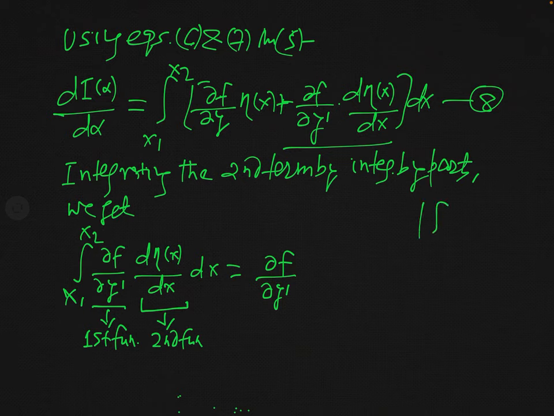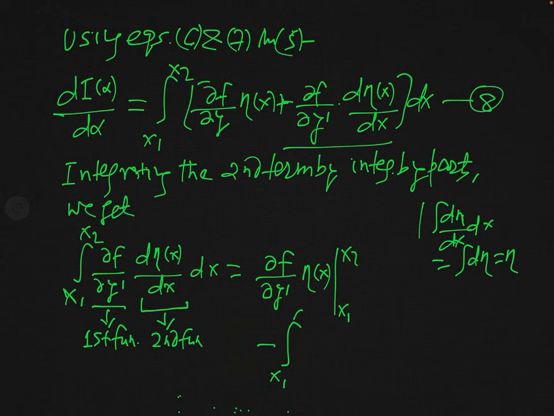You can see here that integral of d eta by dx dx, this is simply integral of d eta, and this will be simply eta. So integral of d eta x by dx is equal to eta of x, and limits are x1 and x2. Then we take minus integral of x1 to x2. Now we take the differential of the first function times integral of the second function. Again, the integral of this second function will be simply eta of x, and differential of the first function. First function is what? This is del f by del y prime. So this will be d dx del f by del y prime dx.